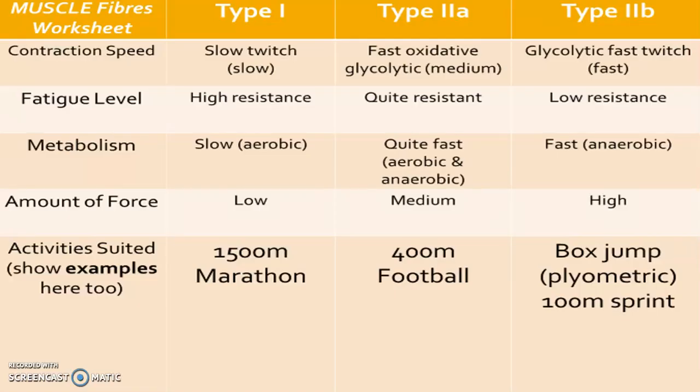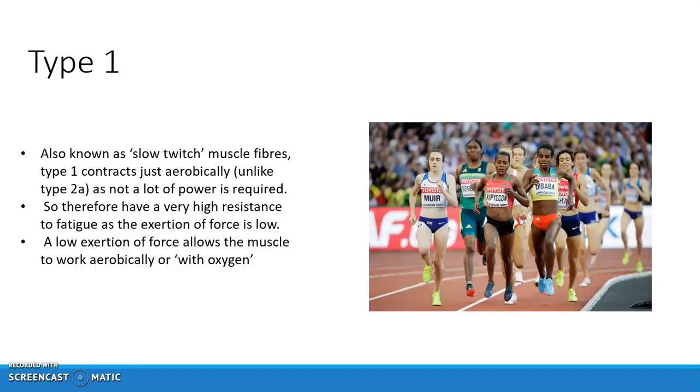Muscle fibres. Here is a chart showing the characteristics of each type. Type 1, also known as slow twitch muscle fibres. Type 1 contracts just aerobically, unlike Type 2A, as not a lot of power is required, so therefore has a very high resistance to fatigue, as the exertion of force is low. The low exertion of force allows the muscle to work aerobically or with oxygen, so is therefore favourable in sports where you do lots of low force contraction, which is enabled by ATP, which is energy produced by the aerobic metabolic system, for example 1500 meters.